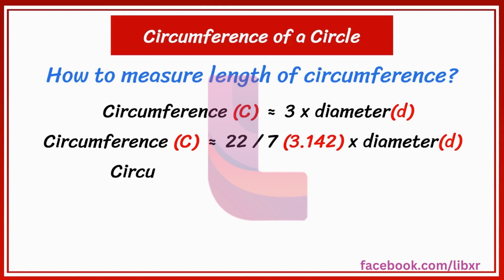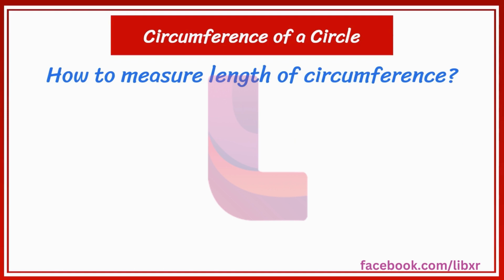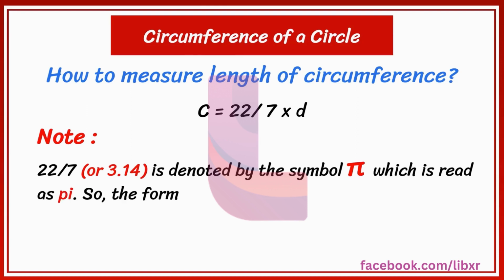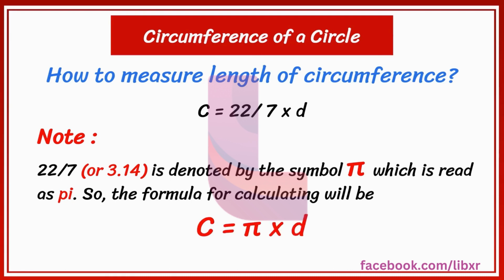Therefore, circumference is equal to 22 divided by 7 multiplied by diameter, or C is equal to 22 divided by 7 multiplied by d. 22 divided by 7, or 3.14, is denoted by the symbol pi, which is read as pi. So the formula for calculating circumference will be C is equal to pi multiplied by d.